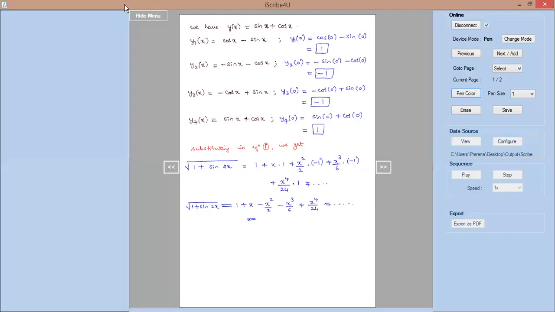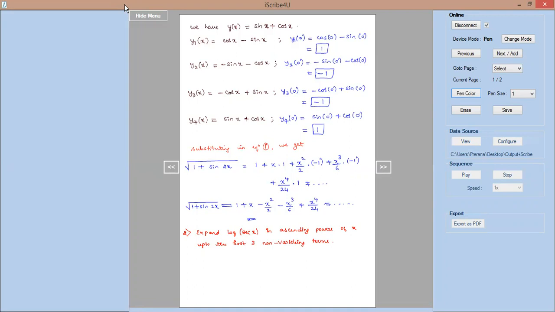We'll see the second problem on Maclaurin series now. Expand log of secant x in ascending powers of x up to the first 3 non-vanishing terms.